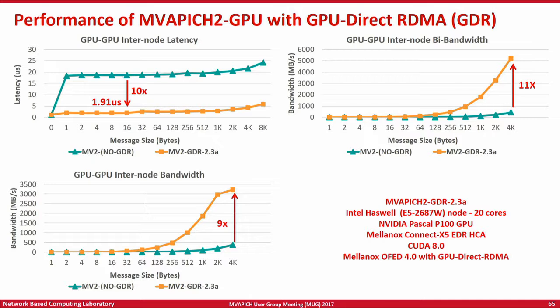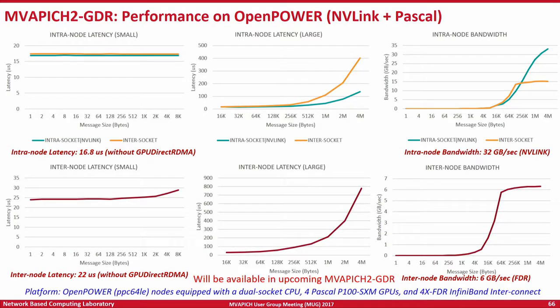These are the numbers that we recently got on the OpenPOWER, basically NVLink plus Pascal systems. So we get extremely good communication performance for intra-socket and inter-socket. The reason why you don't get the kind of performance benefits that you saw in the previous slide is because of a lack of GPUDirect RDMA support in the OpenPOWER systems. There are some hardware limitations which prevent us from using GDR at this point in time. But once the Power 9 systems are here, we expect these limitations to go away, and the performance should be similar to or better than what you see on the current Haswell systems with Pascal GPUs.